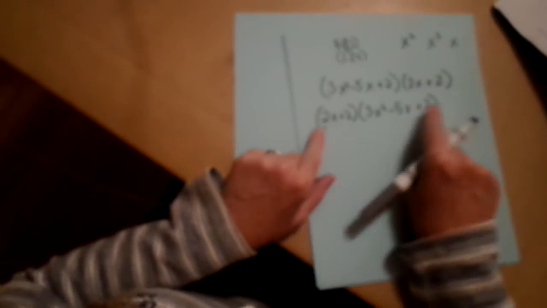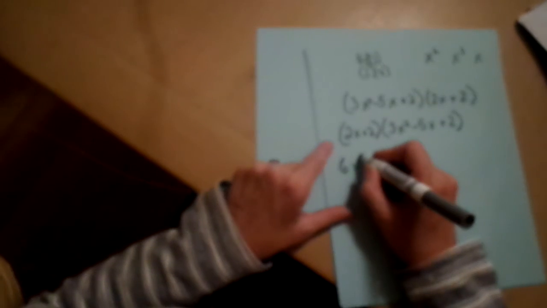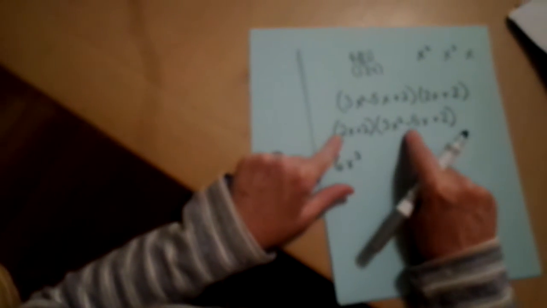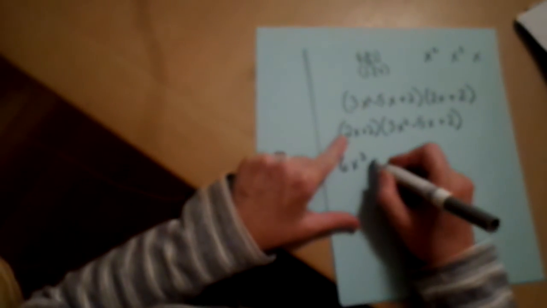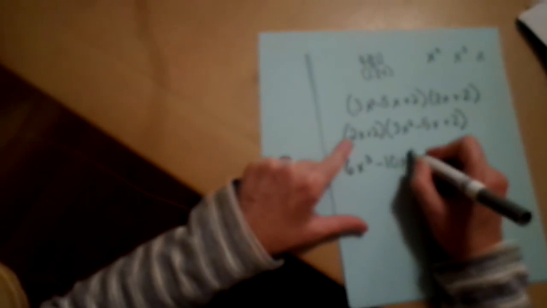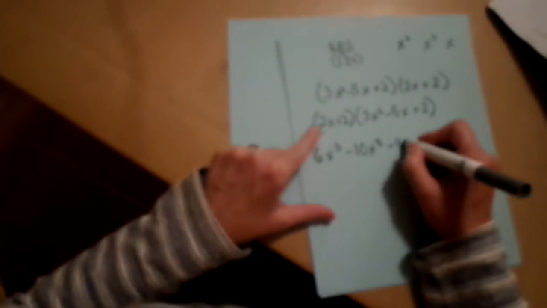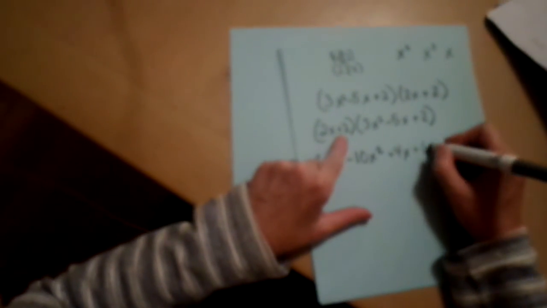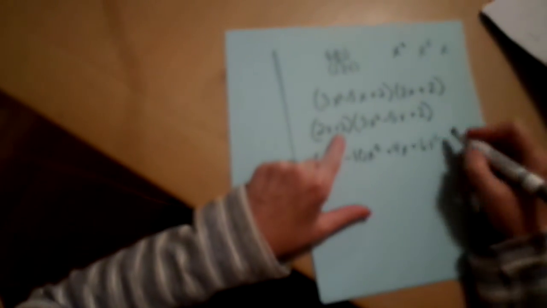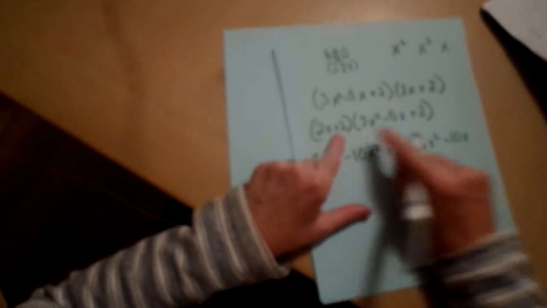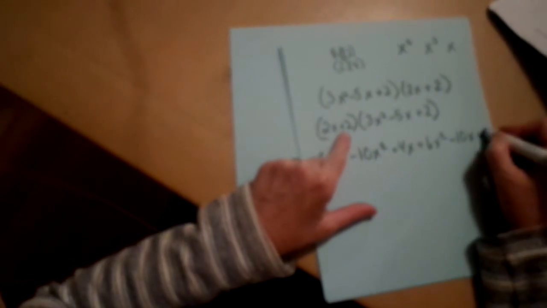You just take one at a time and do the distributive property, and you watch very carefully the signs. You take 2x times 3x squared and get 6x cubed. Now you do 2x times the minus 5x, and you get negative 10x squared. Then you take the 2x and multiply it by 2, and you get 4x. We're not done yet because we have to do the same thing with the 2. 2 times 3x squared is plus 6x squared. 2 times negative 5x is minus 10x, and 2 times 2 is 4.